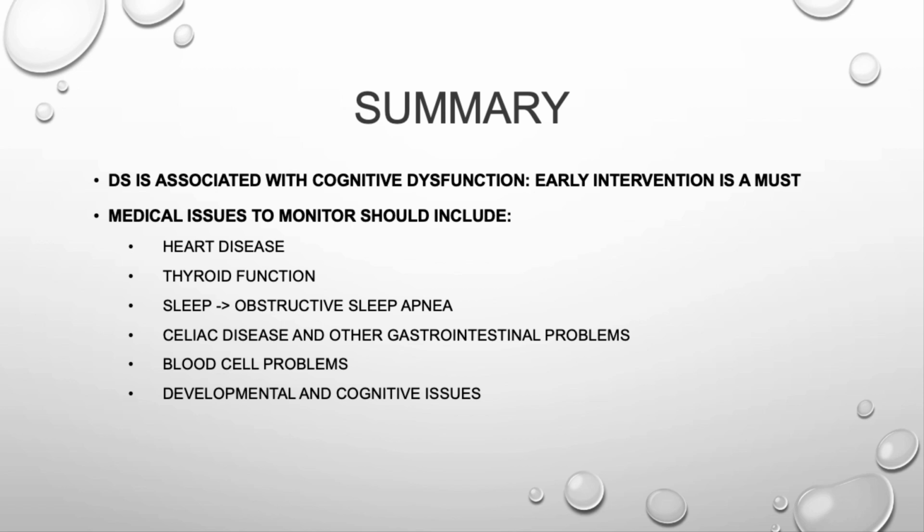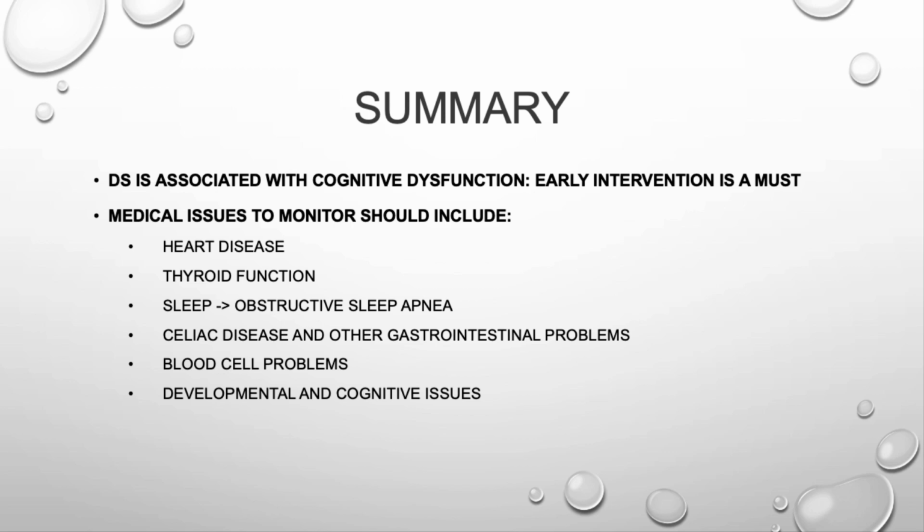So in summary, I wanted to address Down syndrome, and the issue with Down syndrome is the cognitive and learning problems. Early intervention is a must, and this is something that I say and repeat all the time because it makes a big difference if a child with Down syndrome gets the right intervention. If you let a child with Down syndrome go without proper intervention, that child is going to have more delays and more problems than others.